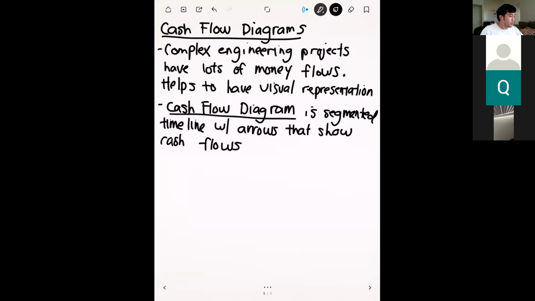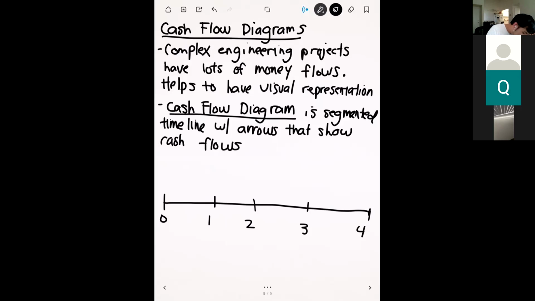Let me draw a quick example, just so you know what this looks like. The nice thing about cash flow diagrams is that once you see it, it's pretty intuitive how they work. Let's say we have an engineering project that takes place over four periods. This could be 4 years or 4 months. It's up to you how you define the segmentations. Okay.